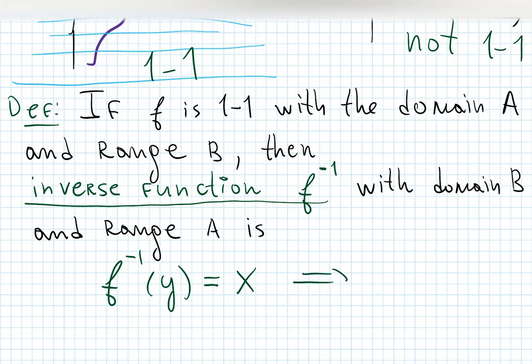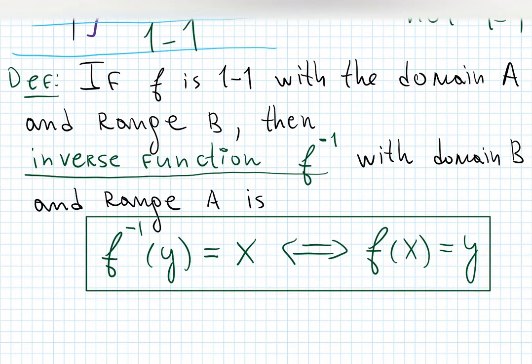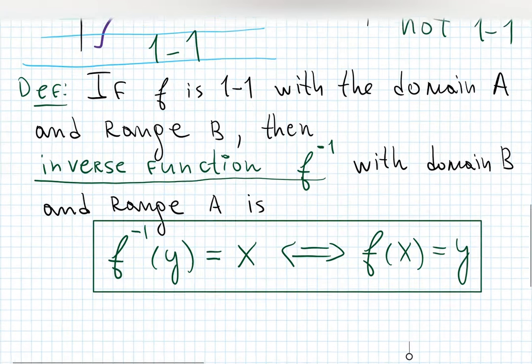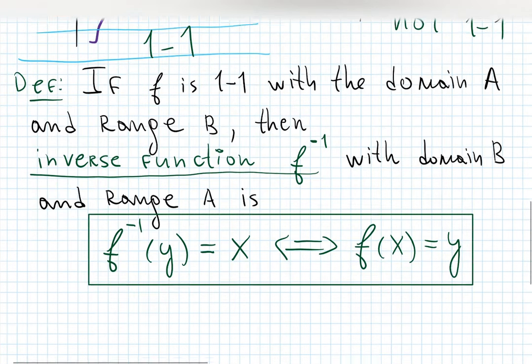This is double arrow notation, so it goes here and there, or the if and only if, or works both ways. F of x equals y. So see how interesting. X used to be input, now x is the output, and vice versa. Y used to be output, now it's input. That's the definition. Again, let me point this out. I will do it only once.